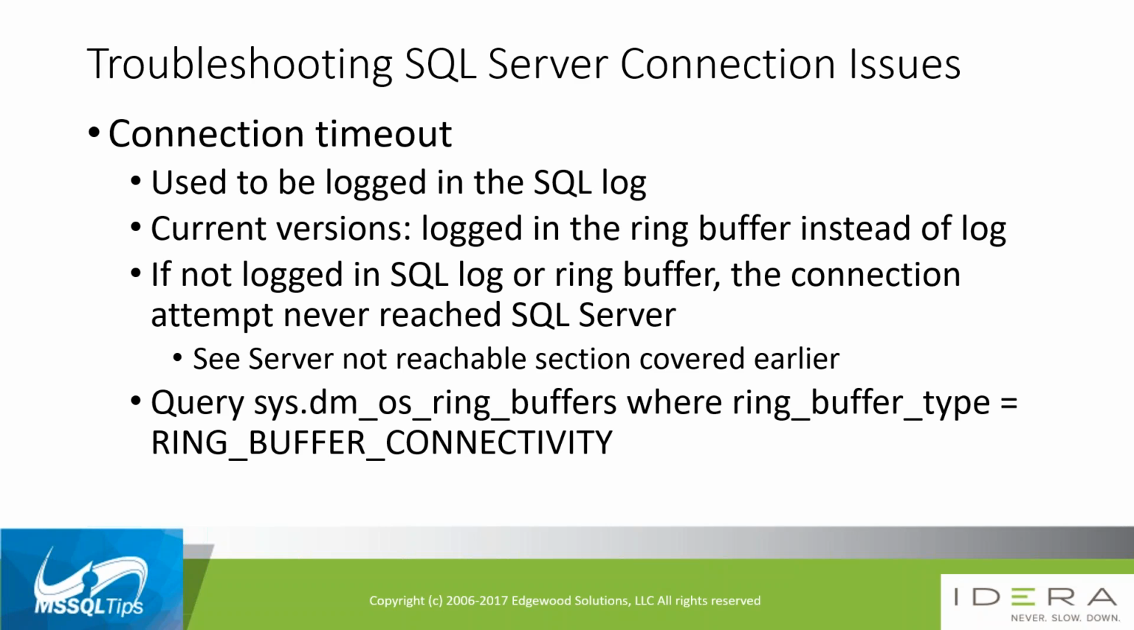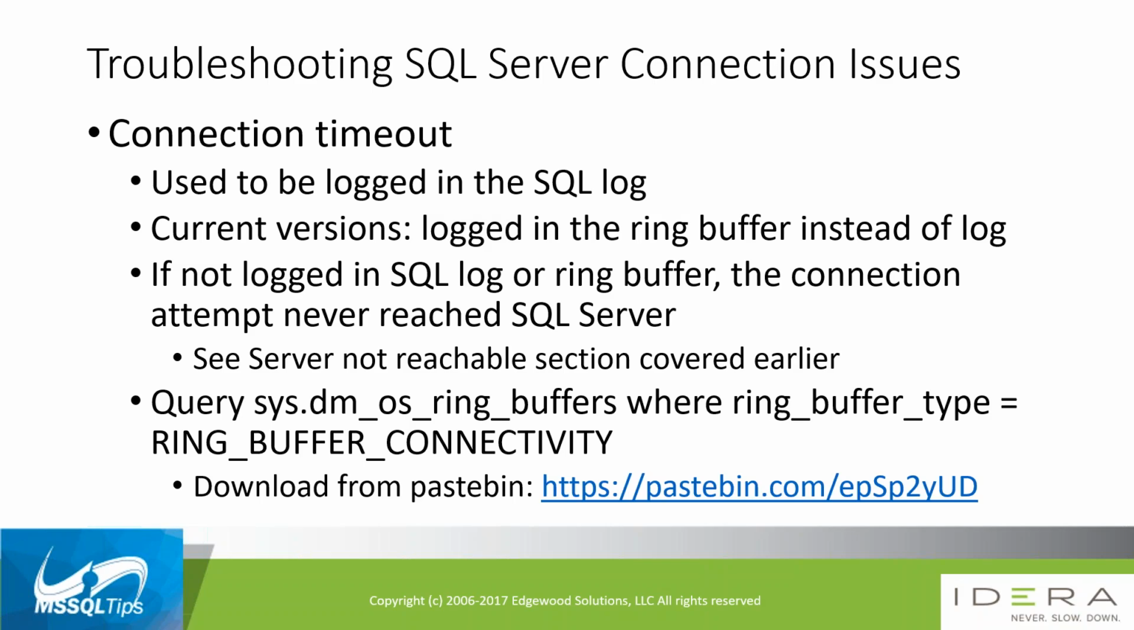Query sys.dm_os_ring_buffers where ring_buffer_type is RING_BUFFER_CONNECTIVITY, to see what's in the ring buffer about connections. I have a query. I'll show you that real quick. I provided it to Greg, I'll post it on my blog, and you can also download it from my Pastebin page. Got it uploaded there.